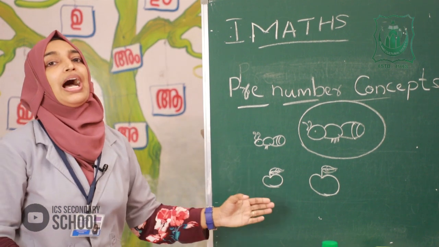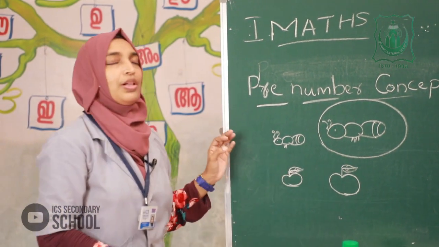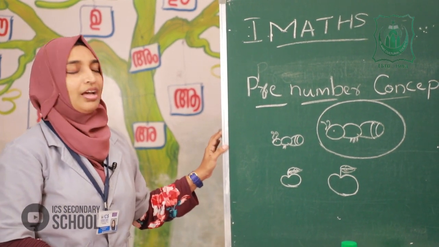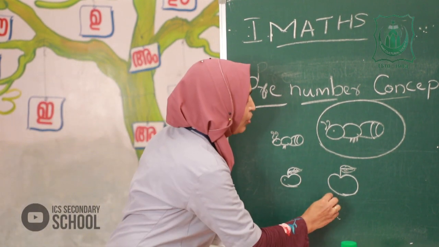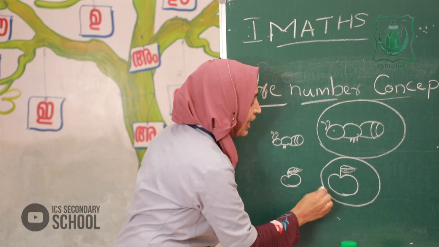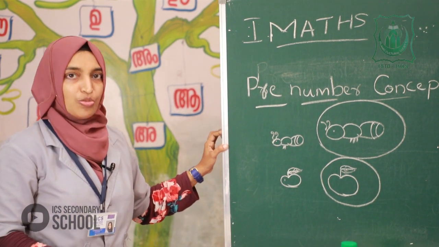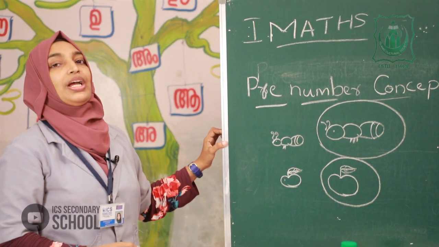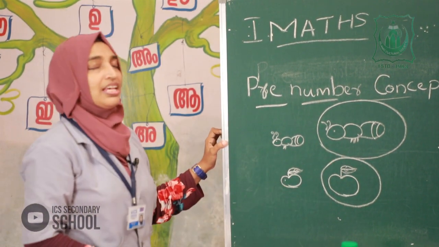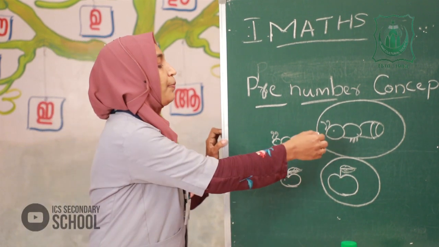There are two apples. Which one is small? Yes, this is the small apple. I circle the big one. I circle the big apple. You got the idea of big and small? In your notebook, you can draw these objects and circle the big one.